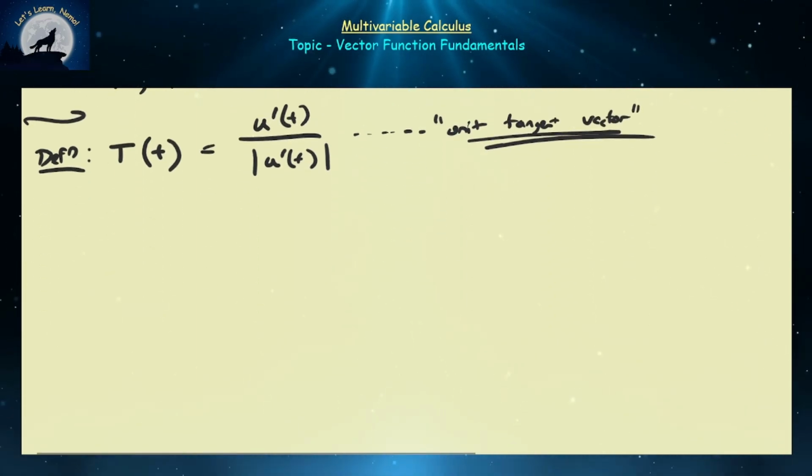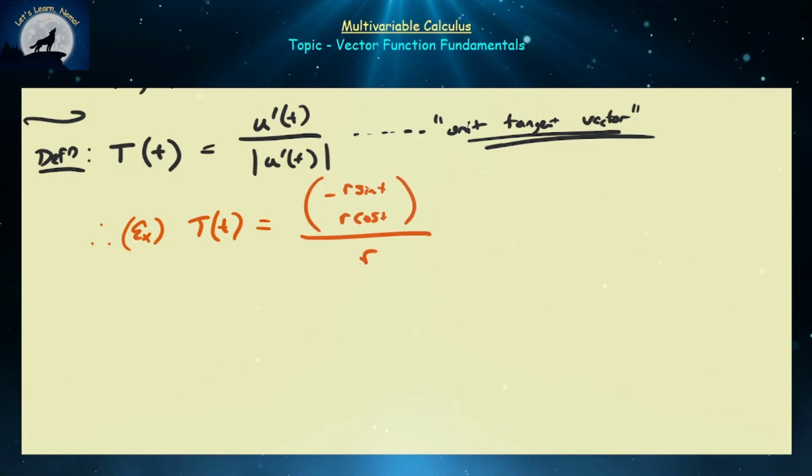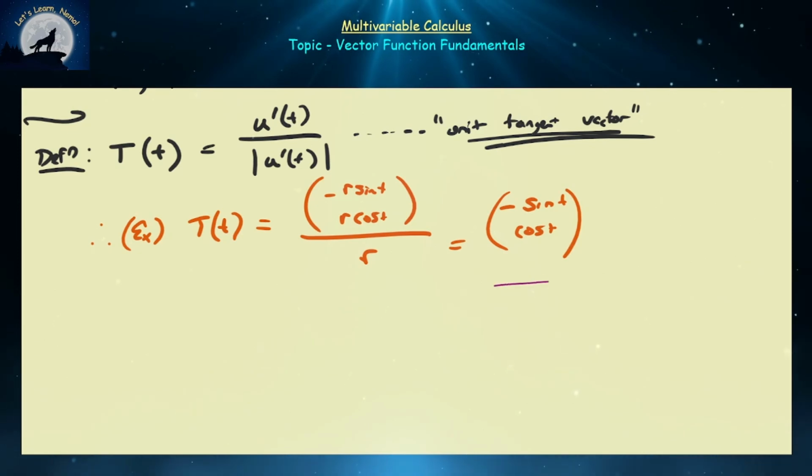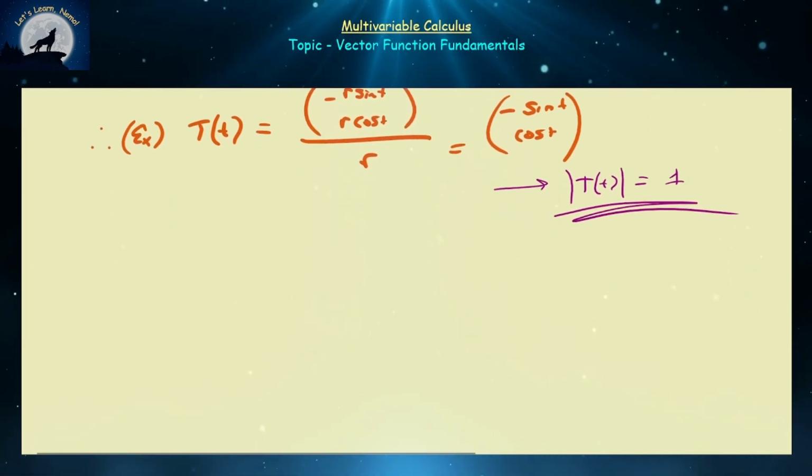So that means for our particular example, the unit tangent vector will be equal to the derivative vector, which is going to be minus r sine of t and then r cosine of t, divided by its magnitude, which is r, which will be equal to minus sine of t and then cosine of t. It's very important to note that the norm of the unit tangent vector will always be equal to 1 for all t.